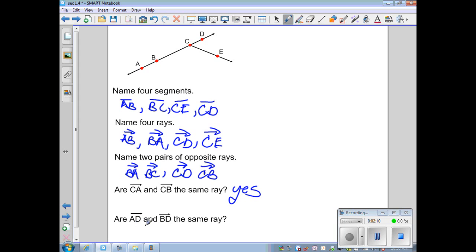Are ray AD and BD the same ray? I don't even have to look at the diagram above to know that they are not the same ray because they don't start with the same endpoint. Therefore, they can't be the same ray.